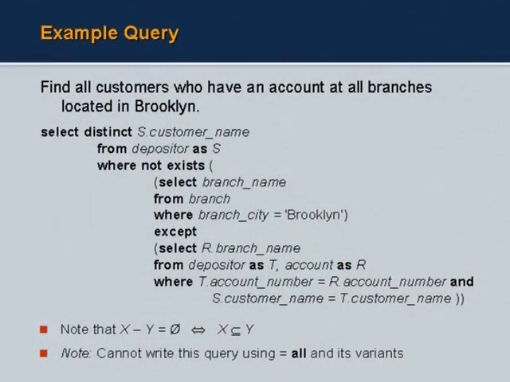Okay, so now what is going to happen? If a depositor has an account at every branch in Brooklyn, this except clause will give an empty result. And then the not exists will return true. And therefore, the customer will get output. But if the particular person does not have an account at some particular branch in Brooklyn, then that will not get removed by the except. Then the not exists will fail. And so that customer will not come in the output.